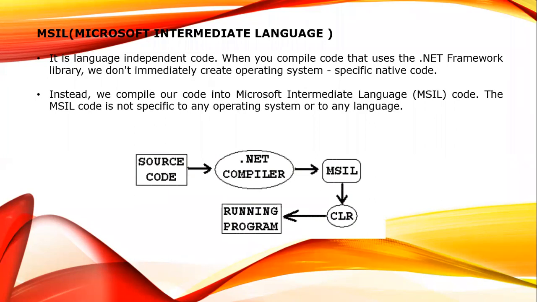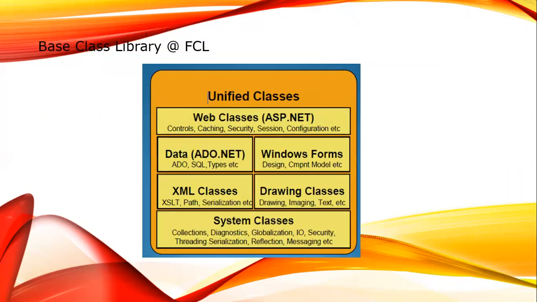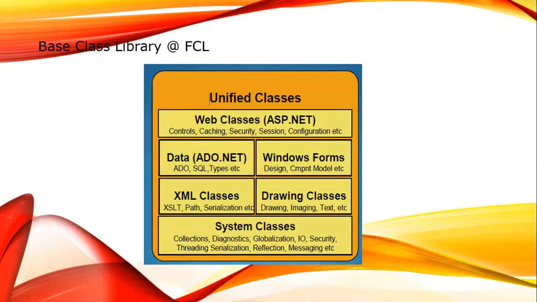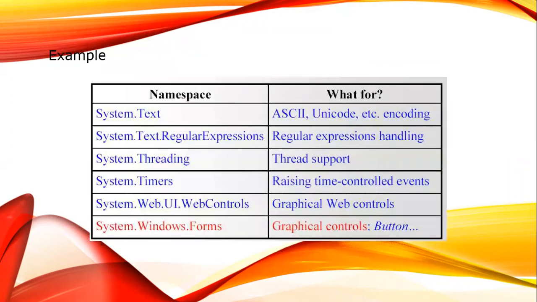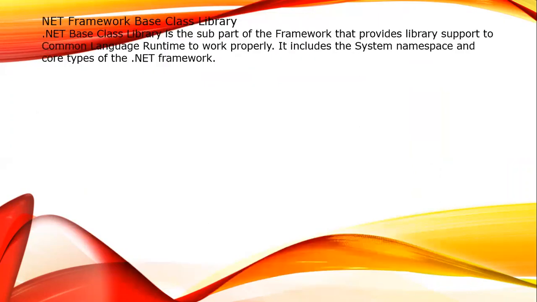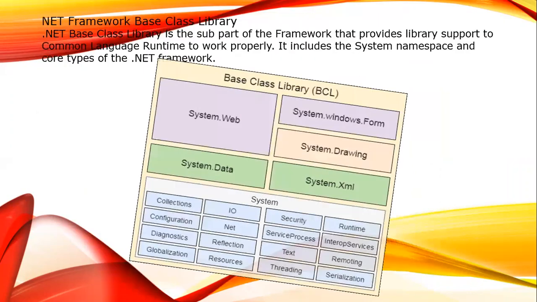Source code, this is a scenario. Then we have advantages, base class library is there. You can use these different classes for your program writing purposes. Then these are the namespaces you can use. And at last you have framework based class library.